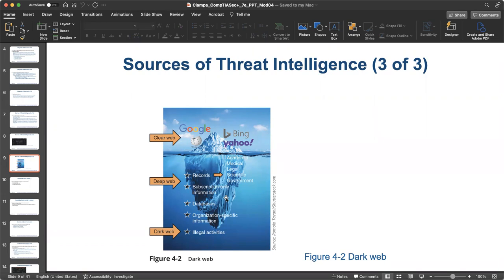Using a special software such as Tor, Onion, or I2P, Invisible Internet Project, you can mask your identity, and then you can conduct any kind of malicious activity, such as selling drugs, stolen personal information, buying and selling malicious software that people use for attacks, buying vulnerabilities, and so on and so forth.